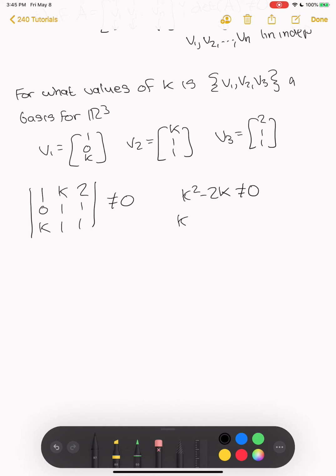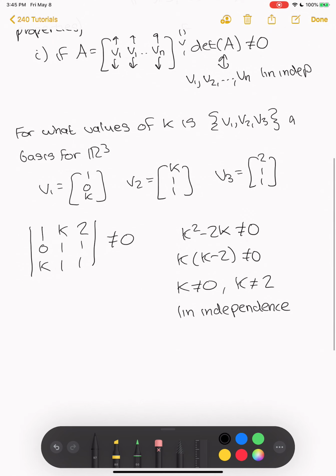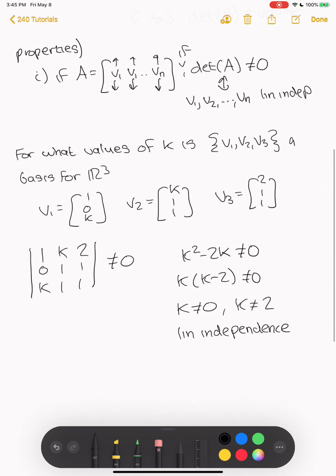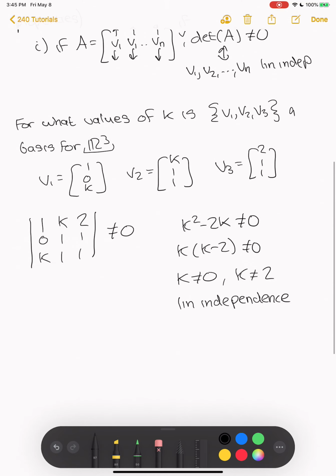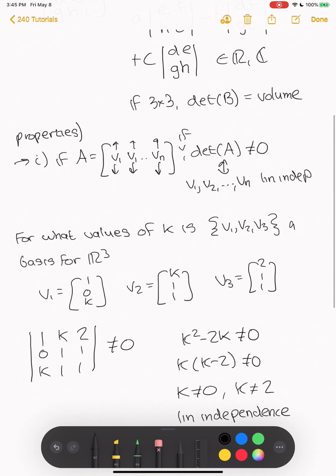You can factor this out. k times (k minus 2) is non-zero. So this tells you that as long as k is not equal to 0, and as long as k is not equal to 2, then you have linear independence among your three vectors here. And since you have three of them, they form a basis for your three-dimensional vector space R3. All right, so that's one application of using cofactor method and this unique property here.